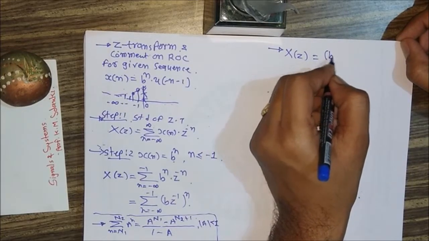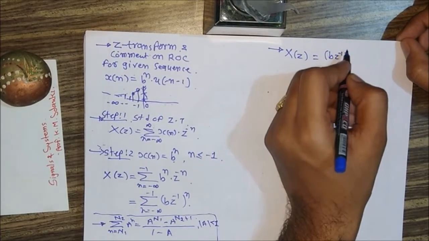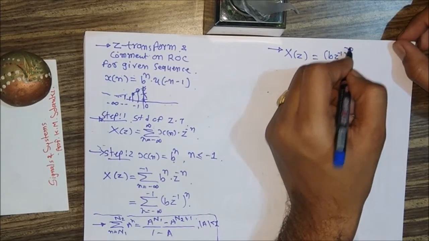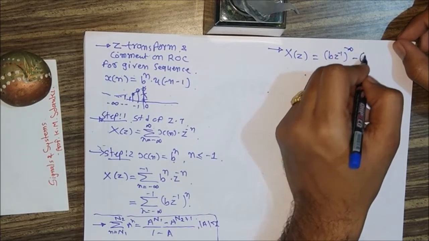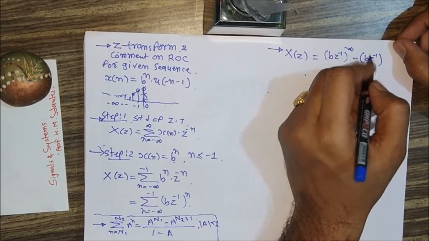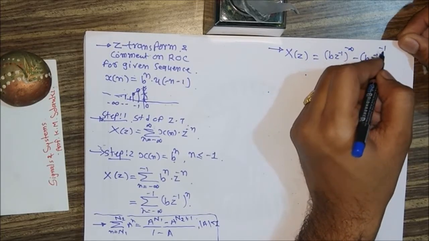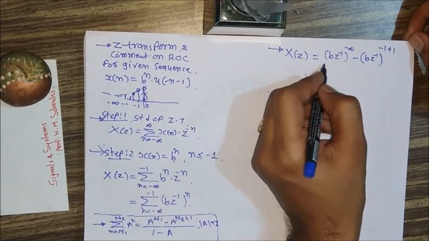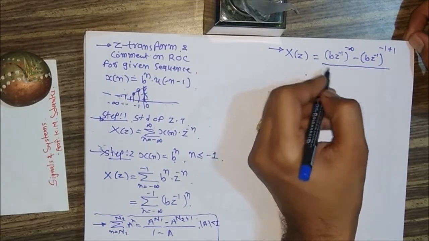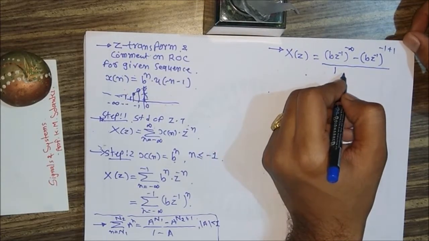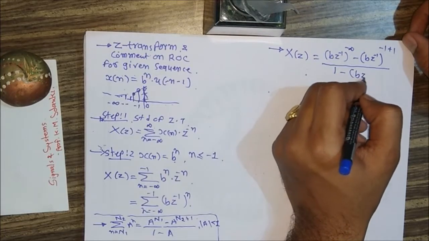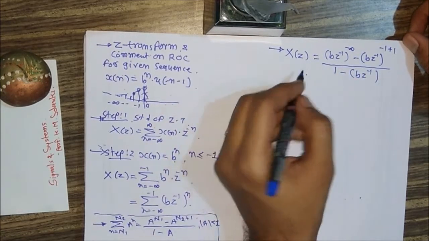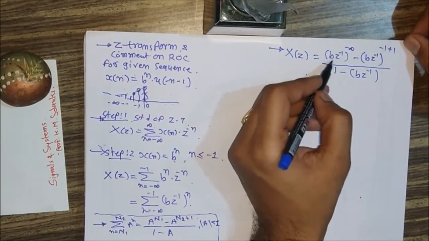So now our a is bz inverse, and the first limit is minus infinity, minus bz inverse. The next limit is minus 1, so minus 1, and we should add one more, so it is plus 1, and then the final is 1 minus bz inverse. So the answer is bz inverse.